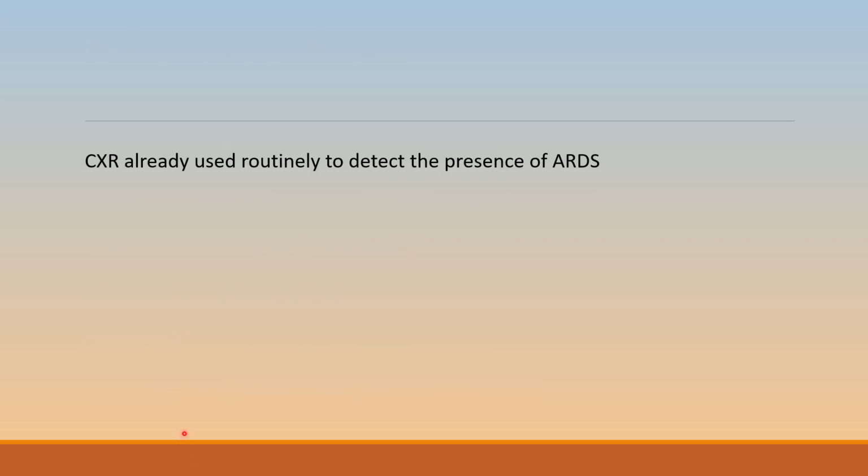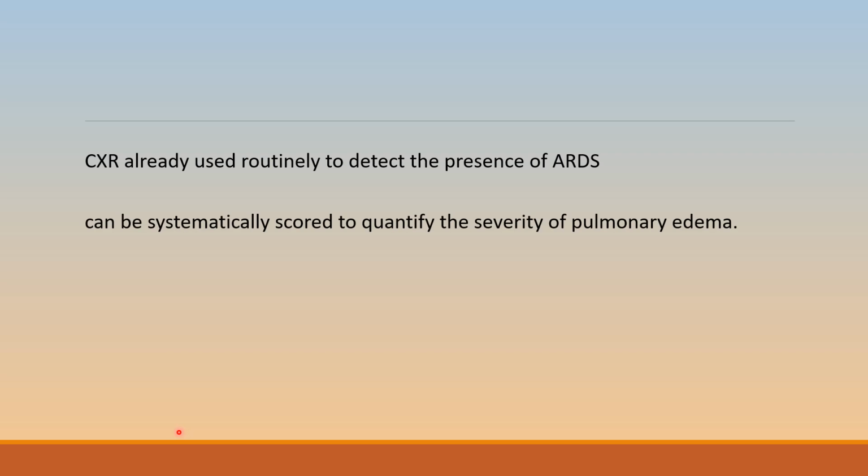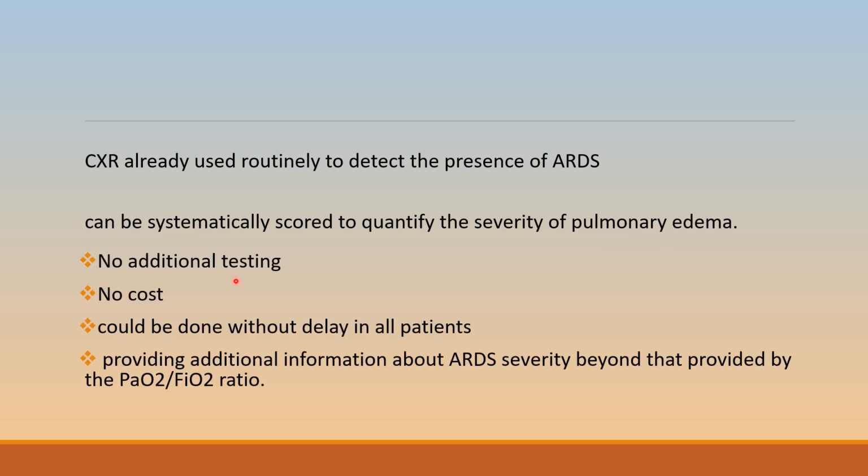We know that chest X-ray is already in use to detect the presence of ARDS, and so systematically scoring a chest X-ray can help to quantify the severity of pulmonary edema. The advantage is that no additional testing is required, no cost, it could be done without delay, and it also provides additional information about ARDS beyond that which is provided by the PaO2/FiO2 ratio.